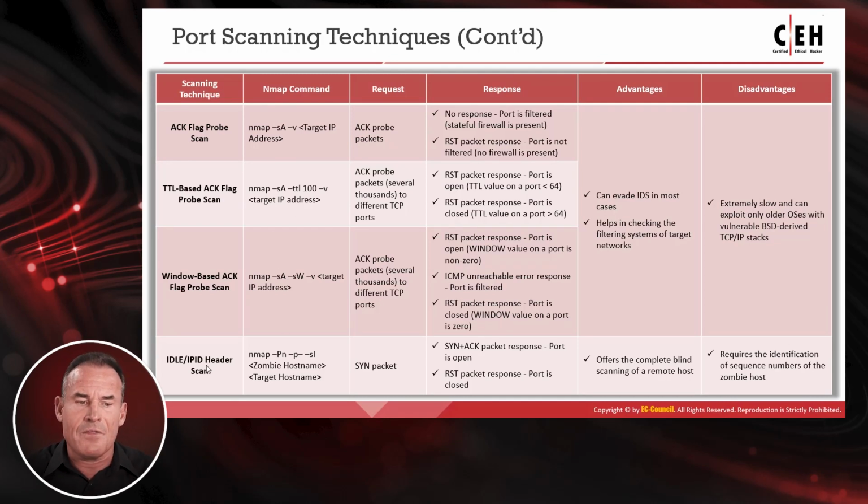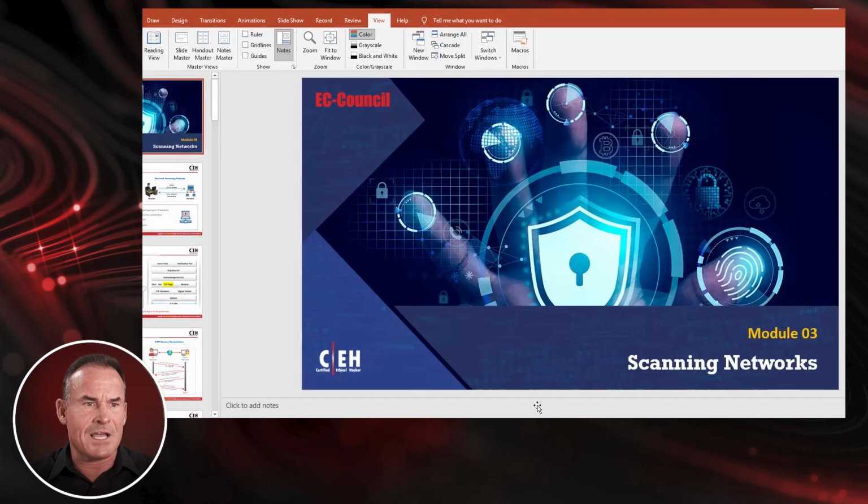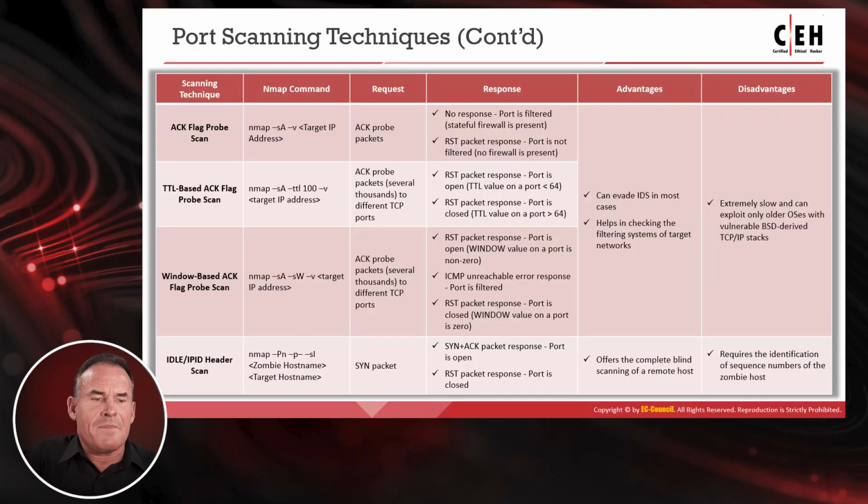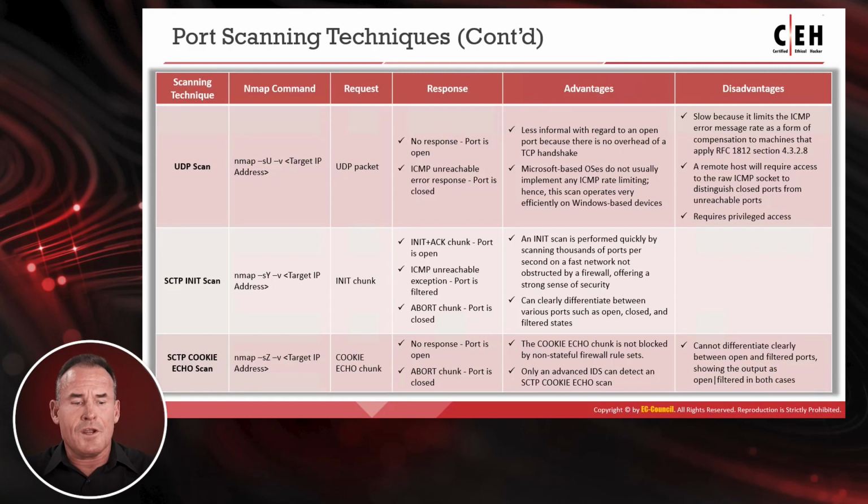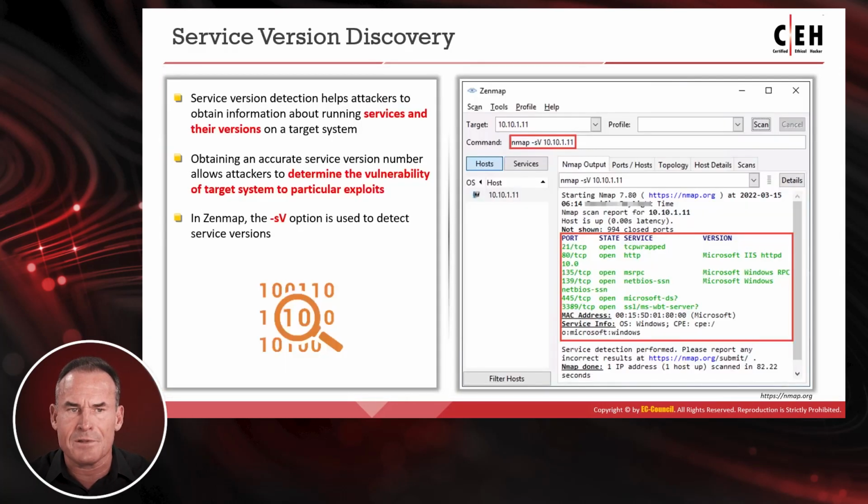port. And then the idle or IPID header scan is a series of probes to a zombie system looking for differences in the IP ID incrementation, which is kind of a weird one. All right, so window-based idle IPID header scan, UDP scan. Okay, no response if the port is open or data back, and ICMP unreachable error if the port is closed. All right, we're not going to worry about the SCTP inits or the cookie scans yet. Again, we've got plenty to cook on with UDP and TCP for the time being.